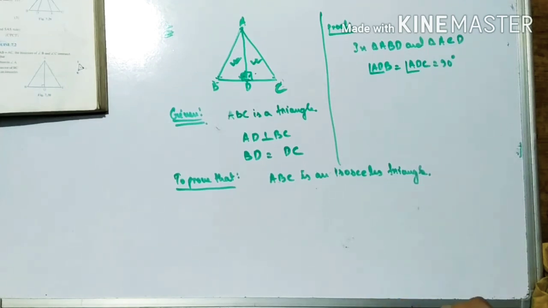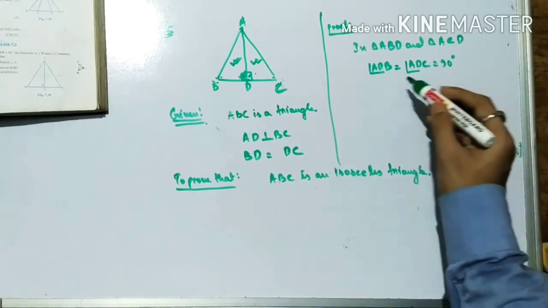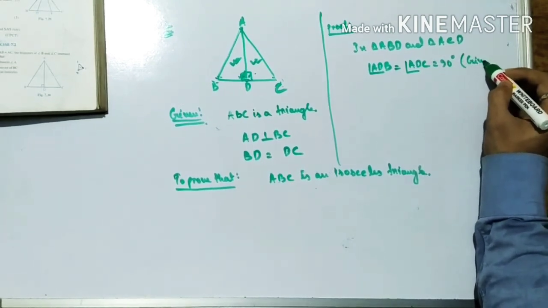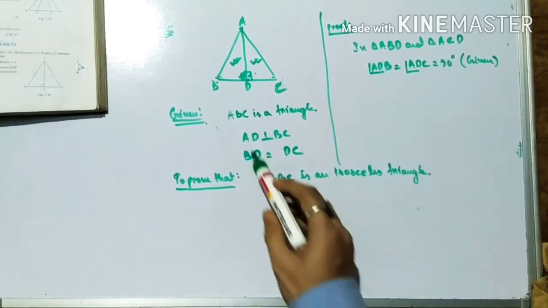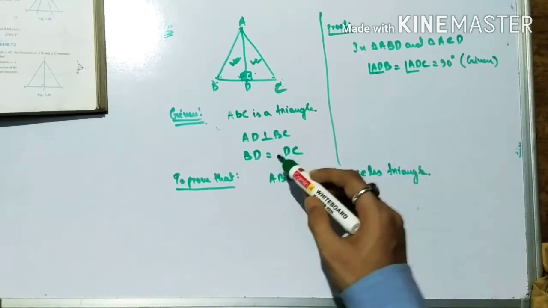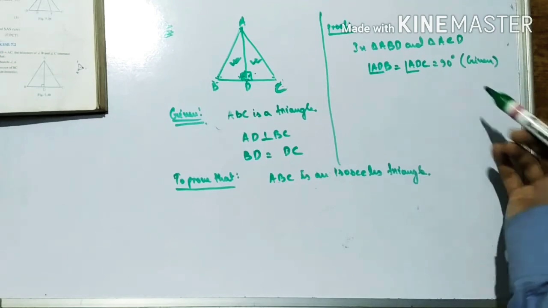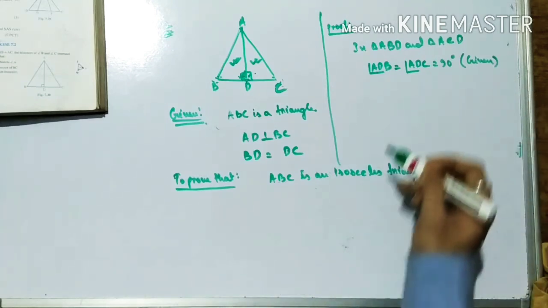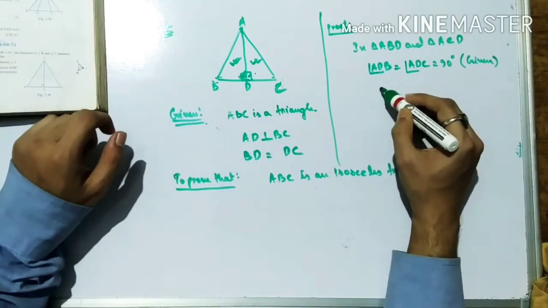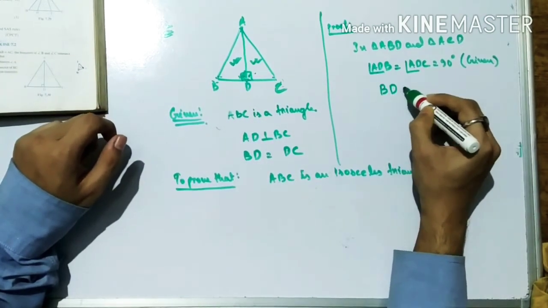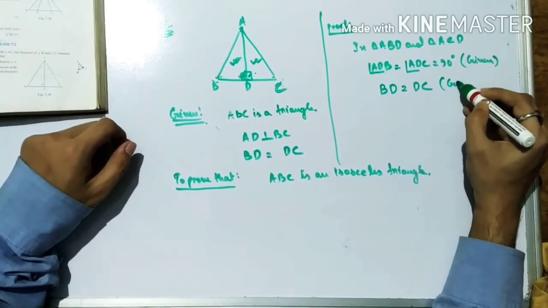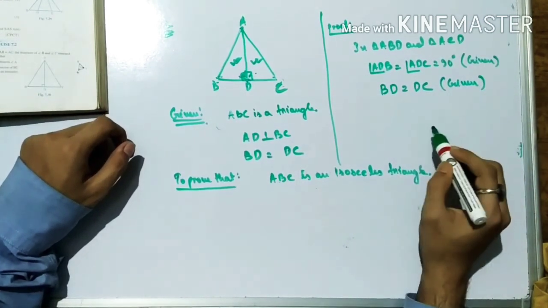This one, what will I write? Equals to 90 degrees, and this is our given. You can write given, or you can write since AD is perpendicular to BC. Since AD is perpendicular to BC, therefore these two angles will be equal to 90 degrees. This is given. And then next, I can write that BD is equal to DC. This is also given.